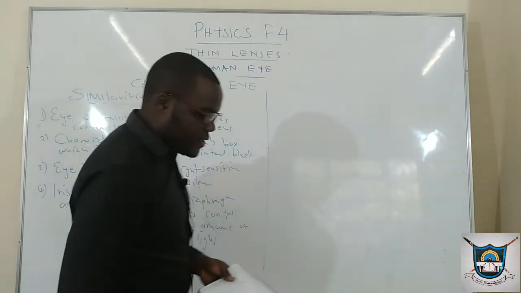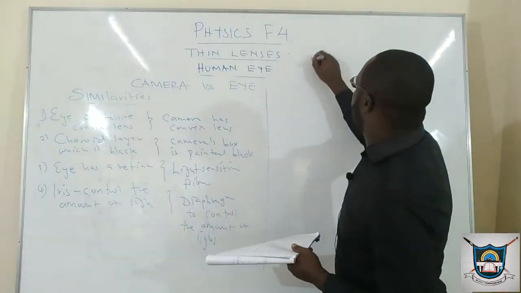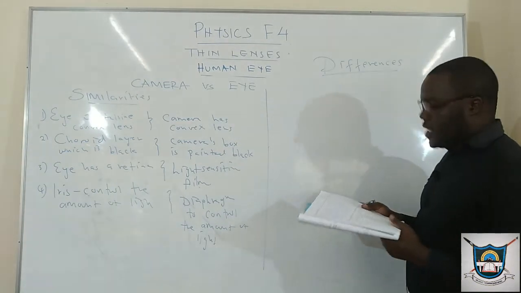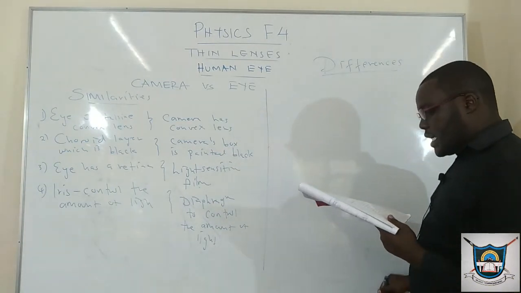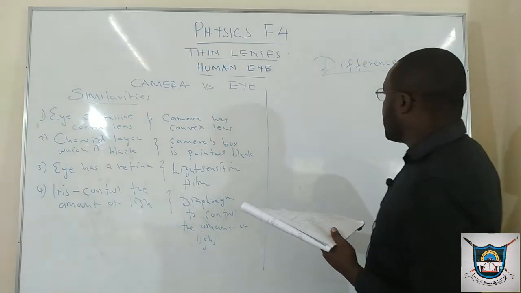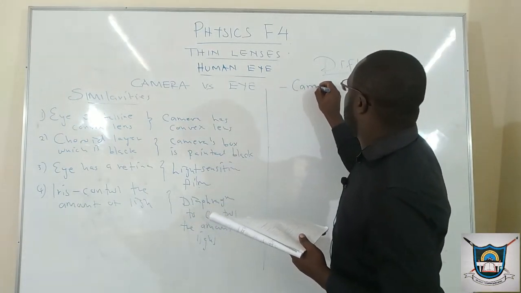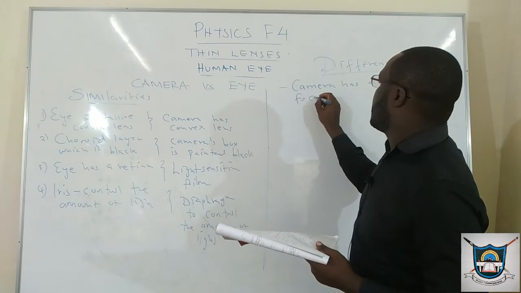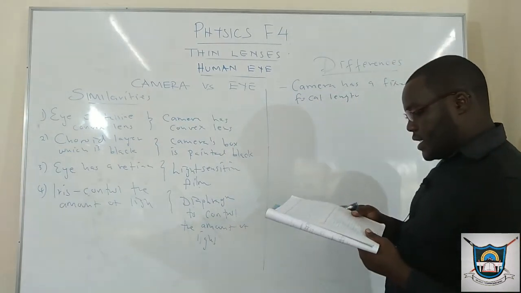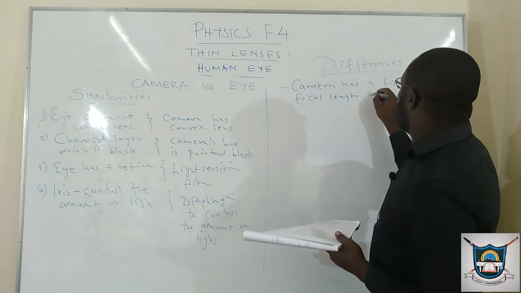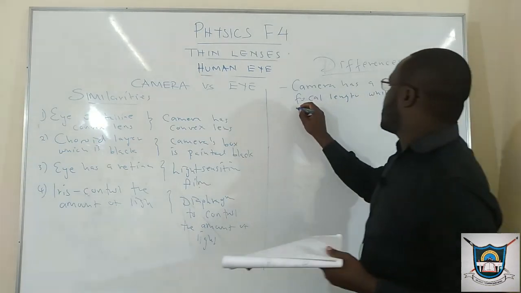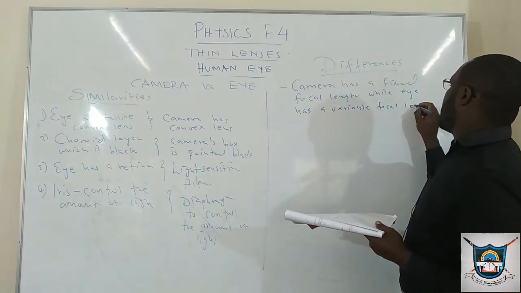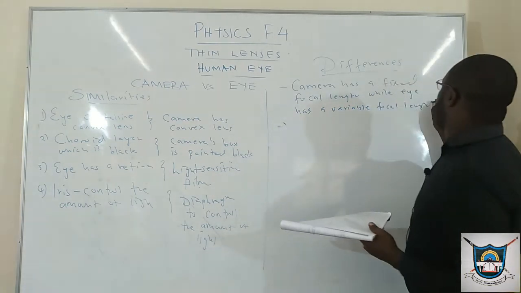However, there are some differences between the two. One of the differences between a camera and an eye is that the camera has a fixed focal length, while the eye has a variable focal length. That is one of the differences between the two.